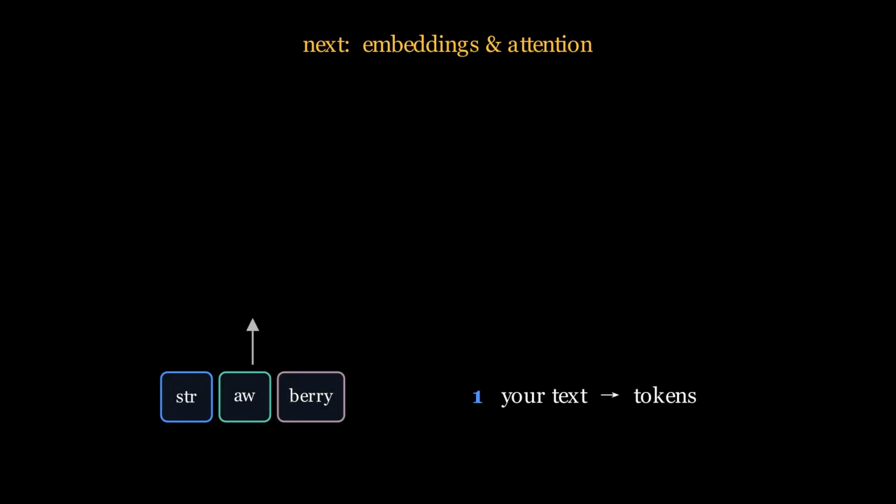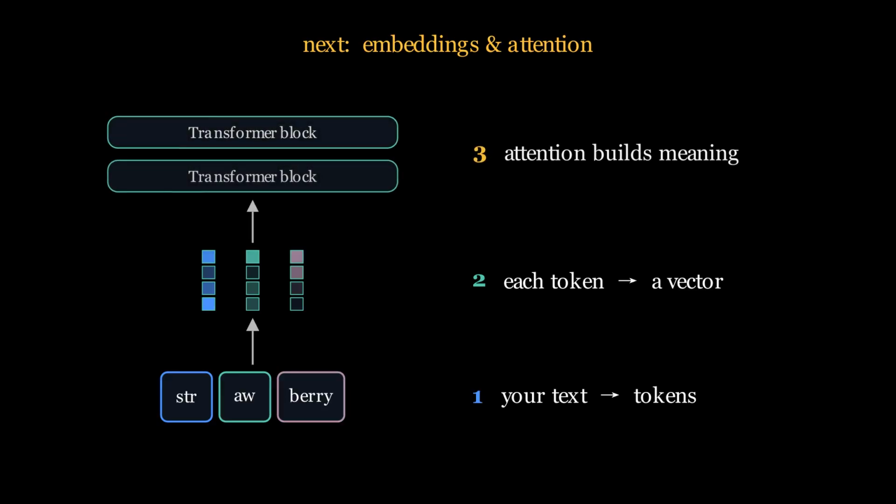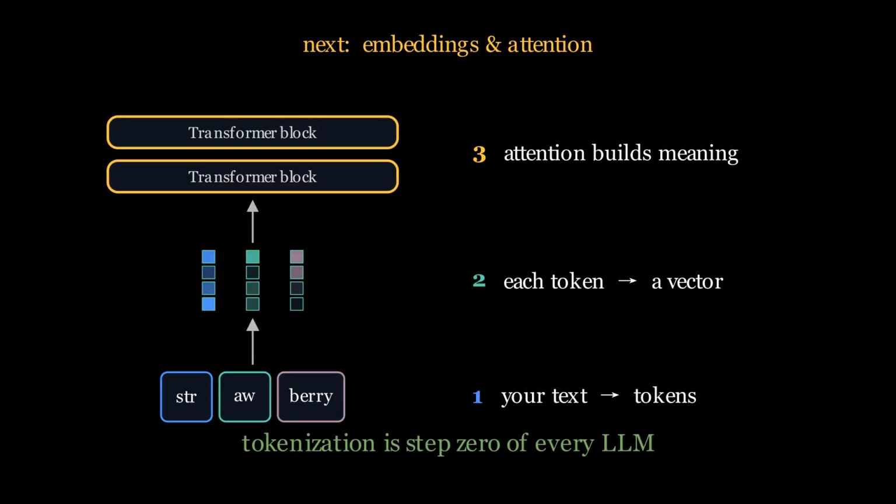Your text becomes tokens, the tokens become numbers, the numbers become vectors, and only then does the transformer start doing the clever part, mixing those vectors with attention to build meaning. Tokenization is step 0 of every large language model. Those vectors are where we go next.